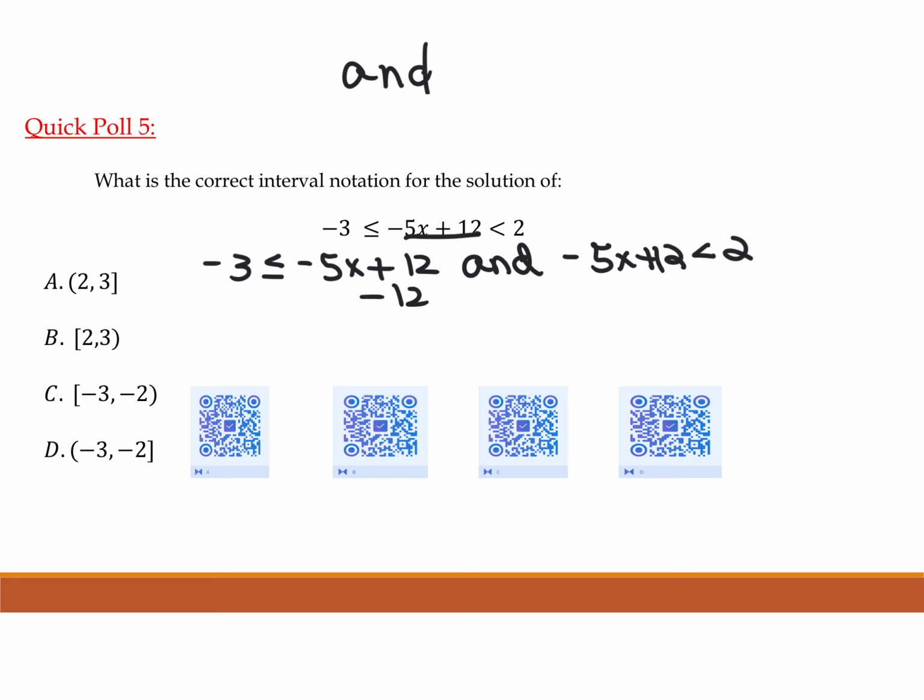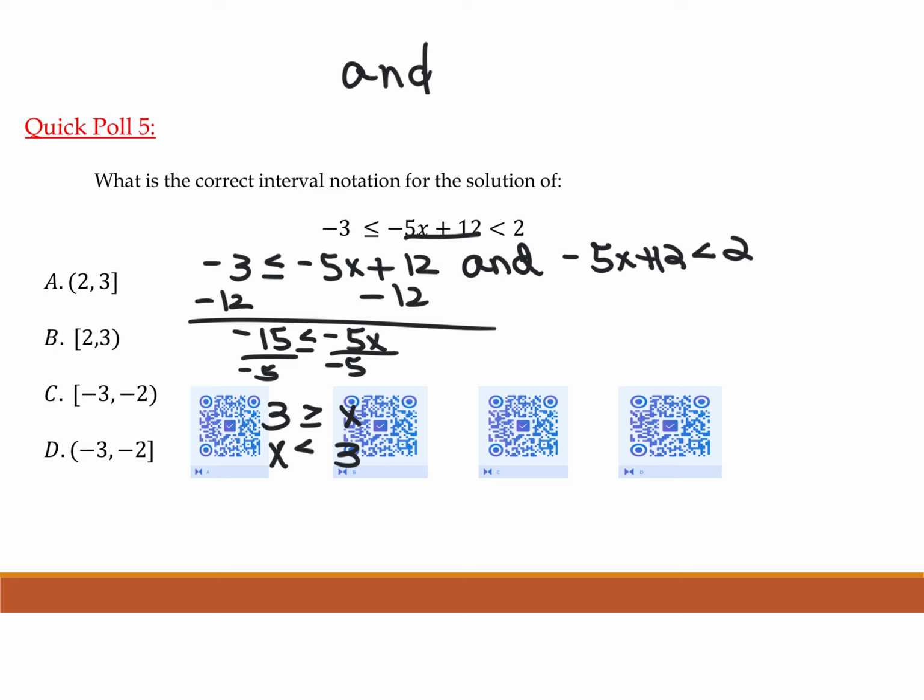Going to subtract 12. I get negative 15 less than or equal to negative 5x. Divide by negative 5, which means that I have to flip that inequality. And I'm going to rewrite my problem where x is on the left side. So I have to rearrange the problem, and I flip the inequality again. So it becomes x is less than or equal to 3. I am now going to subtract 12.